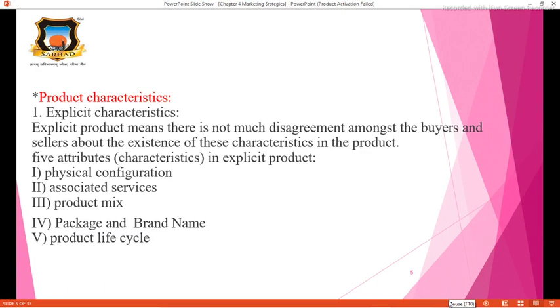And the last, it's the product life cycle. A product, like a human being, has a life cycle, and at any point of time a product can be located in some stage of its existence. Just as human beings have a life, a product also has a life. So that is explained as the product life cycle.